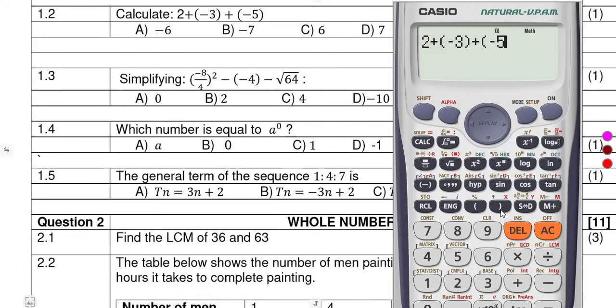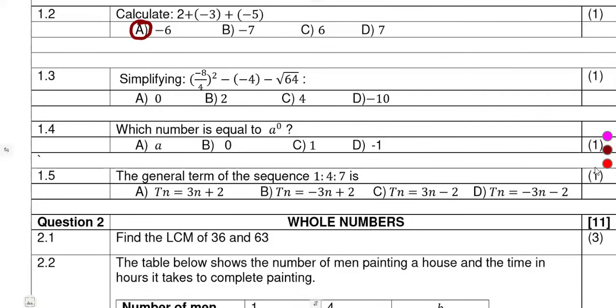Open a bracket there, just evaluate. That was going to give us what? Minus 6. So minus 6, this is what we have on A. So that was the best answer that we have. Or we can just evaluate 2 plus a minus 3.